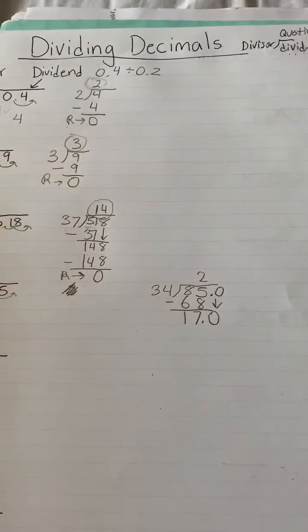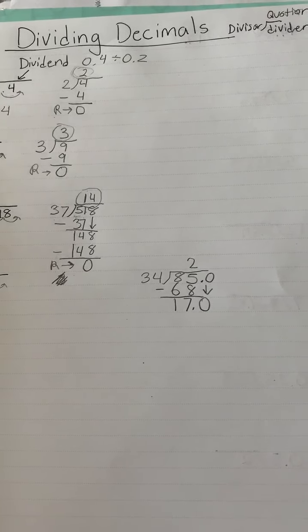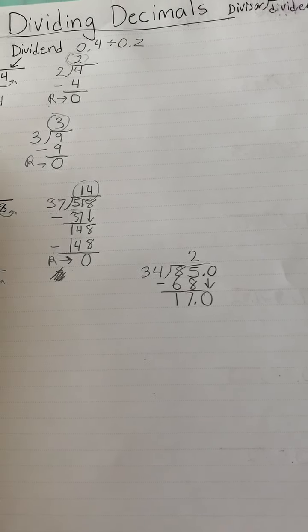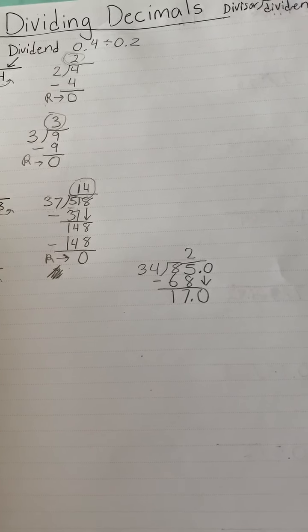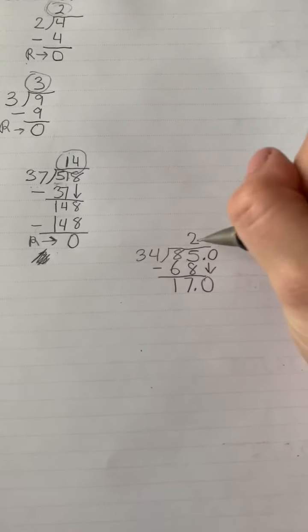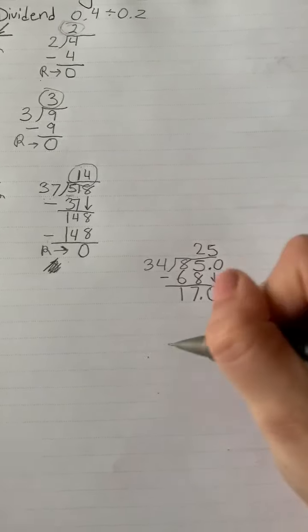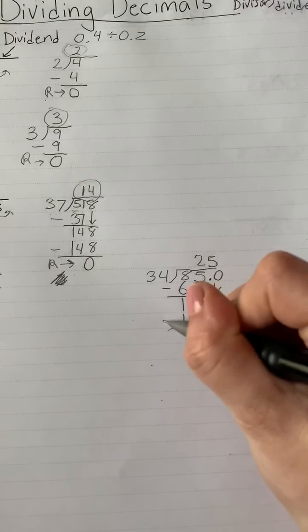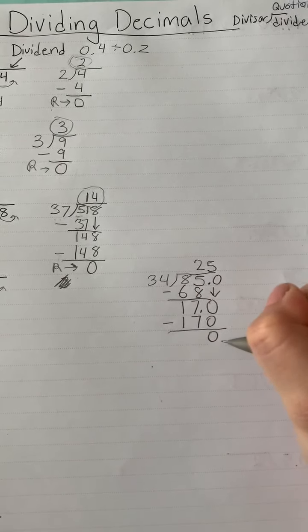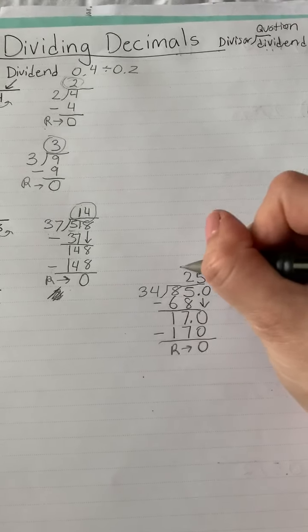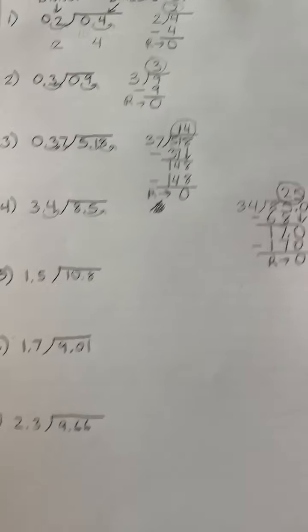So does 34 go into 170? Yes, it does. How many times does it go in? Let's see. 34 times, I'm just going to take a random guess, times 5 is 170. So perfect. I'm going to put my 5 up here. I got a solid 170. 170 minus 170 is 0, so we know that we're done because our remainder is 0. So our answer is 25.